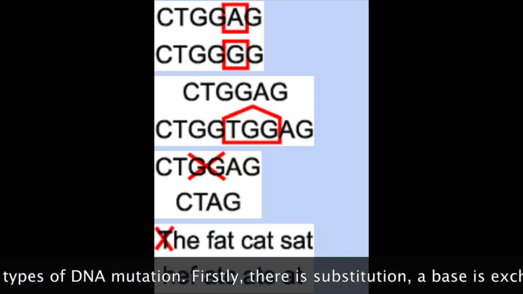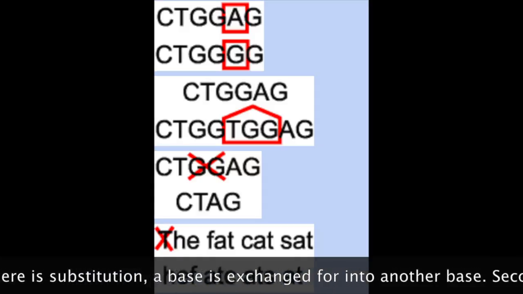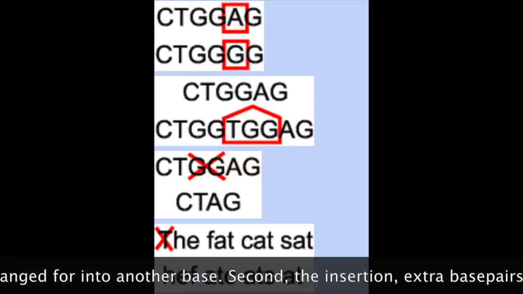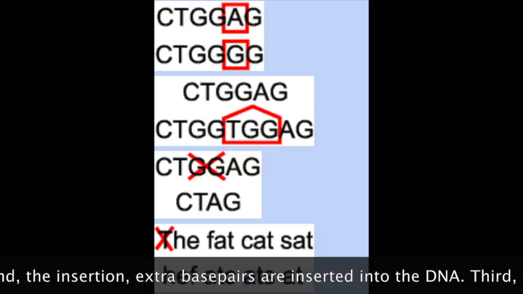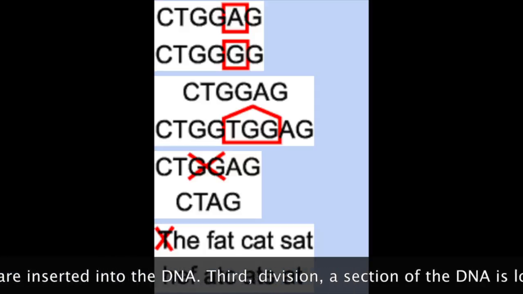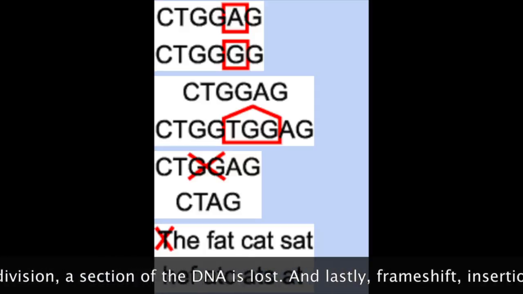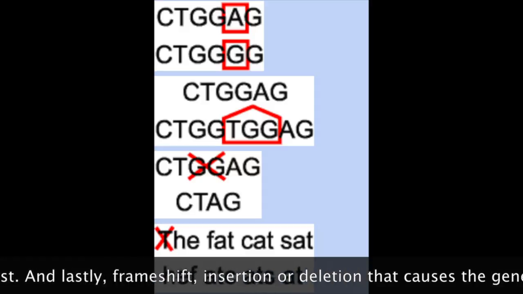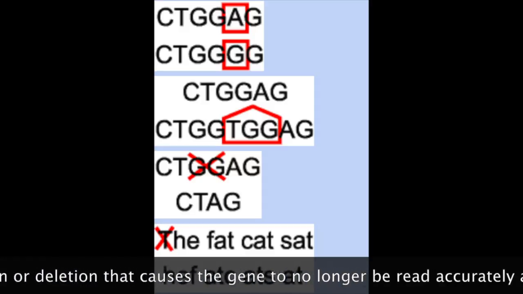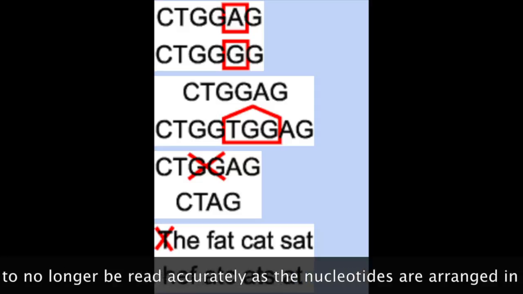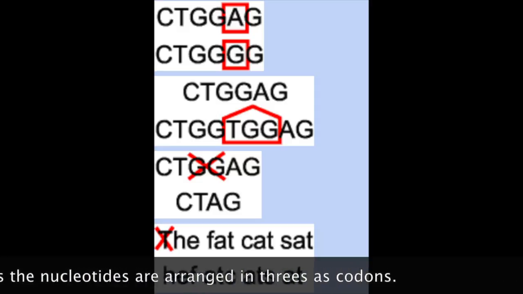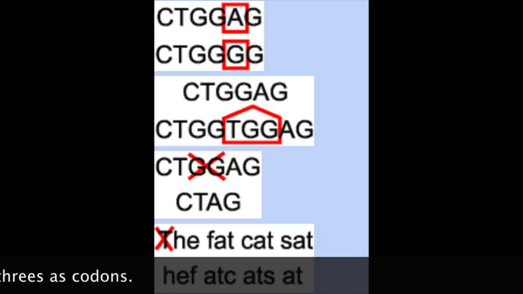Firstly, there is substitution. A base is exchanged for another base. Second, insertion. Extra base pairs are inserted into the DNA. Third, deletion. A section of DNA is lost. And lastly, frameshift. Insertions or deletions that cause the gene to no longer be read correctly, as the nucleotides are arranged in threes as codons.